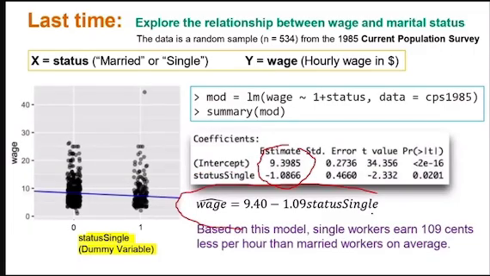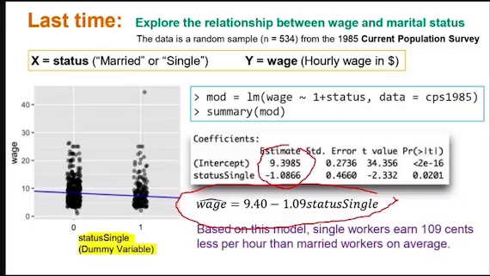Now, if you take a look at this, this is using the estimate here. This is the fitted model. Now, how do we interpret this? This is an estimated mean function, a marginal plot, where we are totally ignoring other potential factors that could have an effect on wage. We're only talking about marital status. So I'm going to say, based on the model, single workers earn 109 cents, that is $1.09, less per hour than married workers on average. That is the interpretation of this model.